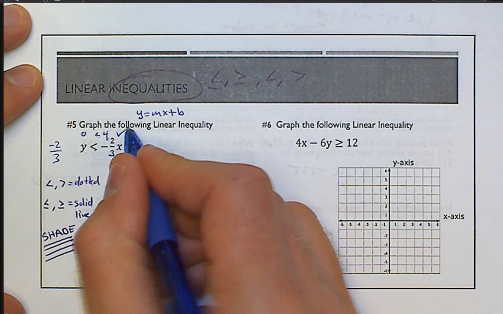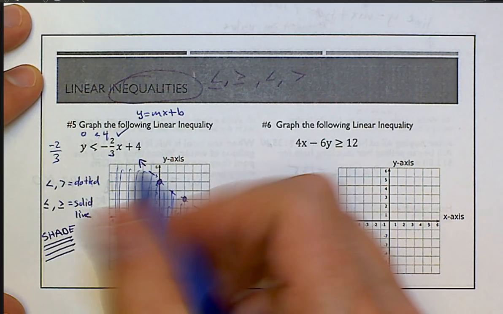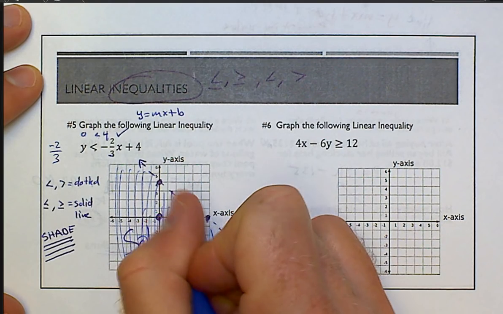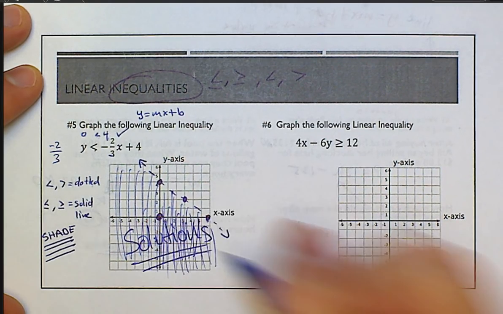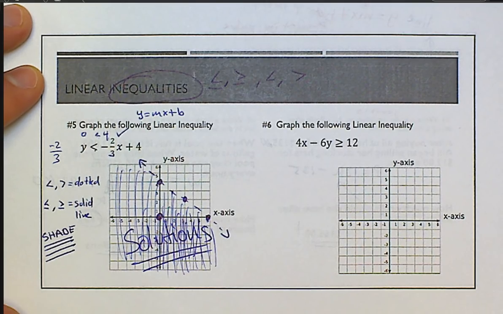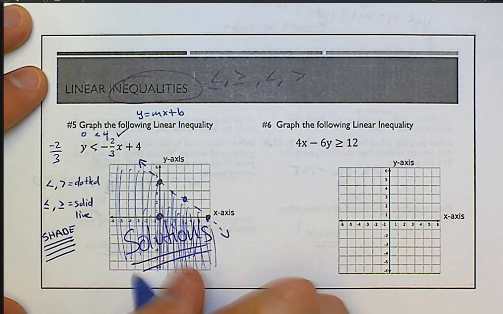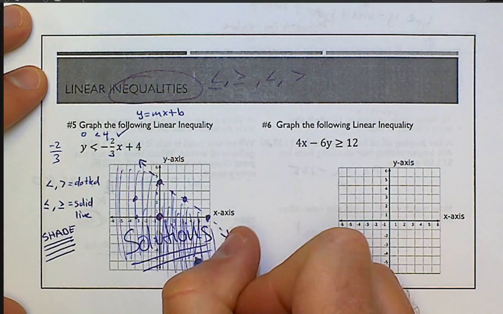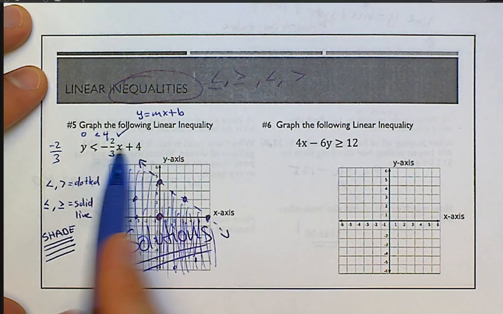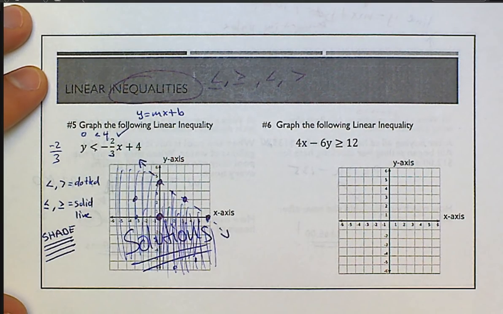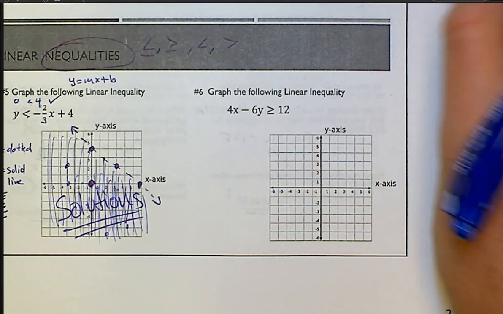You always shade the solutions. This represents your solutions. A lot of students don't realize that. They just shade because they think it looks colorful and neat. But you're shading the solutions. If I pick any point in this shaded region and plug it in for x and y, this inequality would hold true. What I want you to do on number 6 is hit pause and try this one on your own, see what you come up with.